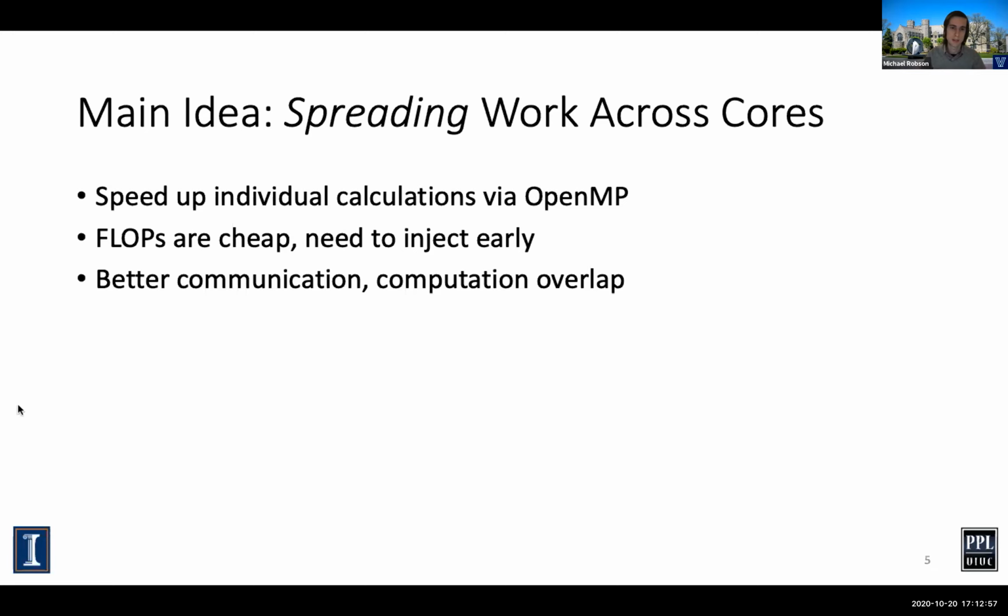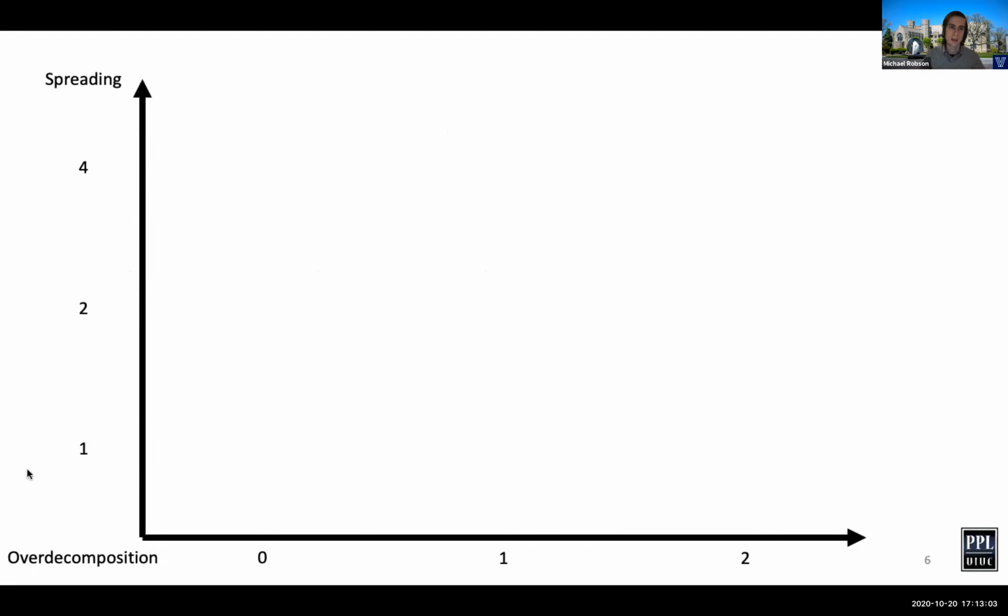So what might this look like in graphical form? I think this is the best way to explain this concept. Here we have two axes. One is the spreading factor, the number of cores that an individual task, compute loop, or object, whatever you want to call it, is going to run on. That's on the y-axis. On the x-axis is the amount of over decomposition, the number of objects per core.